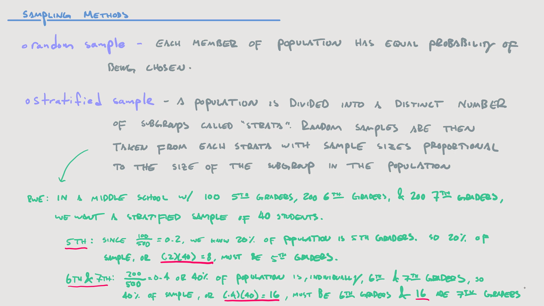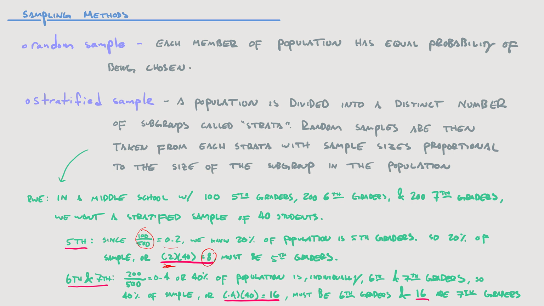To do this, for fifth graders, since 100 out of the 500 students are fifth graders, we can reduce that ratio to 0.2, which is equivalent to 20% of the population. So 20% of the school population is fifth graders, which means that we want 20% of our sample to also be fifth graders. And if we want 40 of them, just multiply 40 by 0.2, so we get 8. So 8 students in our sample should be fifth graders.